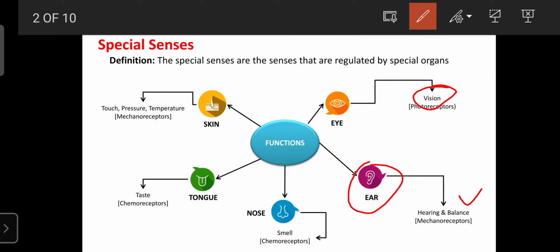The next one is the nose. The nose is also a special sense organ. It is involved in the regulation of smell, also known as olfaction. Whatever smell we recognize, that is the role of the nose, or the role of the chemoreceptors. The chemoreceptors are present in the nose. Their major role is to detect the smell.